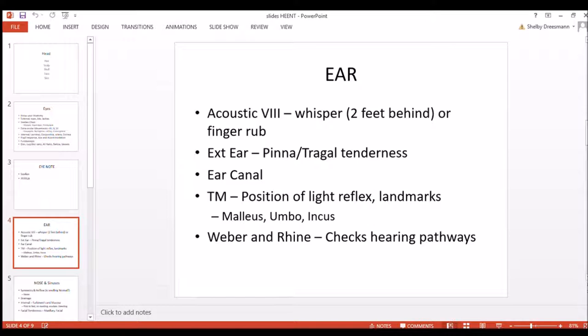Hearing loss: ask them if they're constantly asking you to repeat questions, they can't hear. That's a sign of hearing loss. Low set ears, ears that are misaligned more than 10 degrees, are abnormal. Low set ears are seen in Down syndrome. Smaller than 4 centimeters is microtia, and larger than 10 centimeters is macrotia.